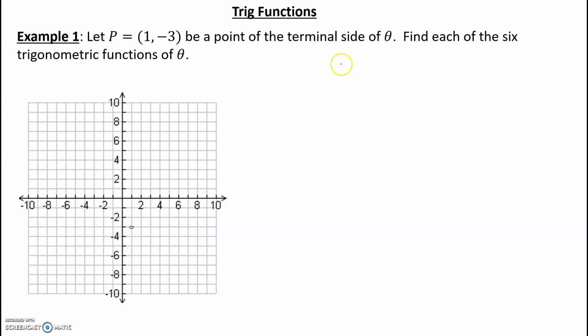Be the terminal side of theta. So here's my angle. That was a really terrible drawing, sorry guys. Find each of the 6 trigonometric functions.